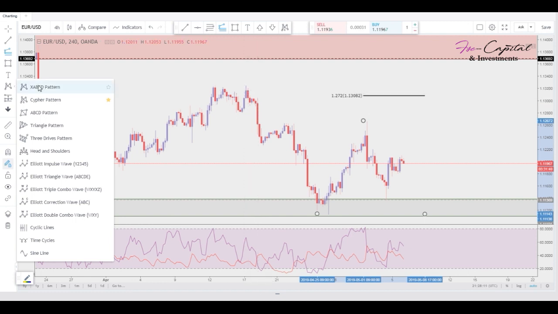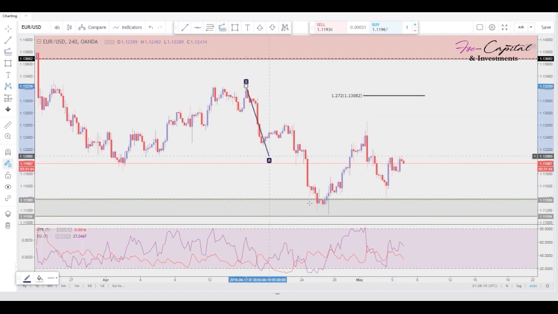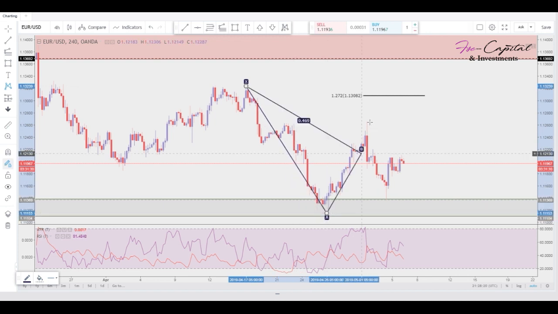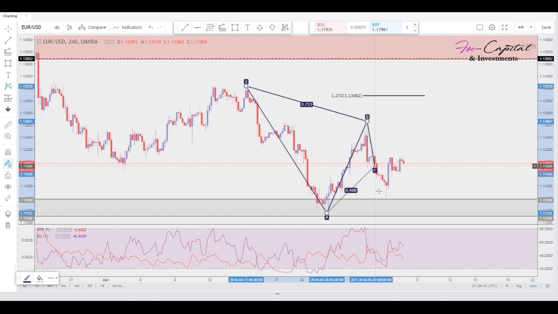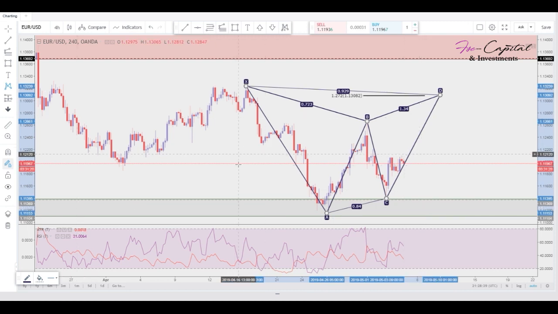So you've got your X leg right here, X to A, to B, B to C, and CD completion here at 1308. So you've got a Cipher setting up on the daily, you've got a bearish Gartley setting up on the 4 hour.